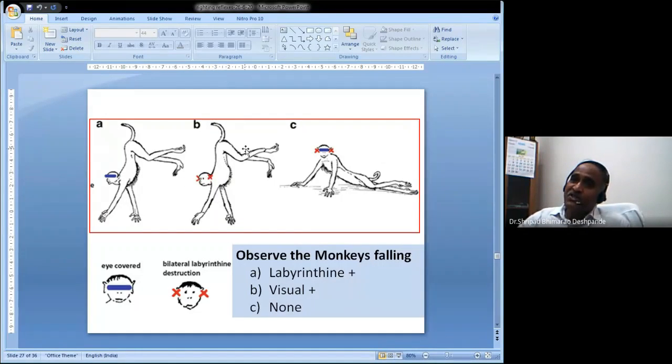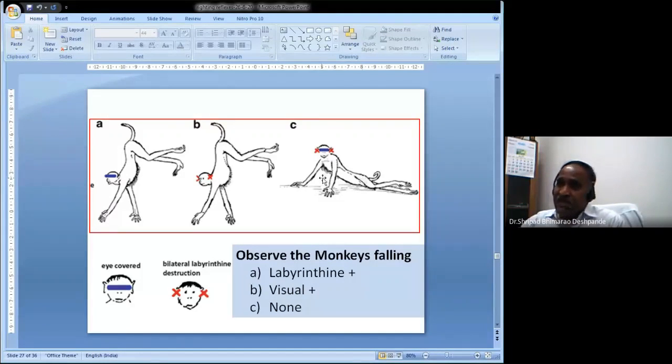Once the labyrinth is destroyed, the same thing is done: it is dropped from the tree. What happens? Look here, but the eyes are open. Now the cues are coming from the eyes, the optokinetic reflexes or optic righting reflexes. They will try to orient the body in space. Can you see that here? In the first monkey the eyes were closed and the vestibular system operative. Here the vestibular system is out, the eyes are operative, and it will try to reach the ground safely. You can just see how safely it reaches the ground.